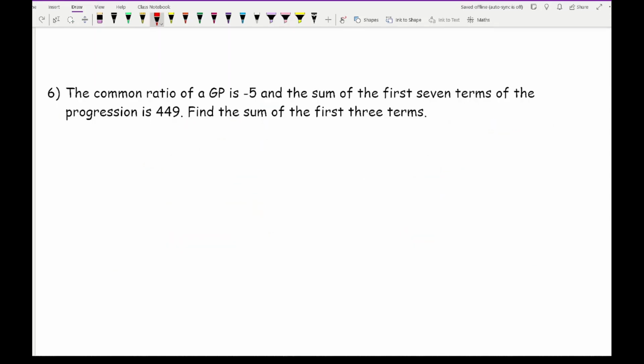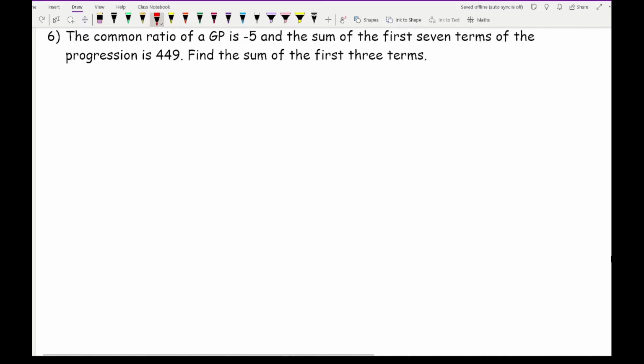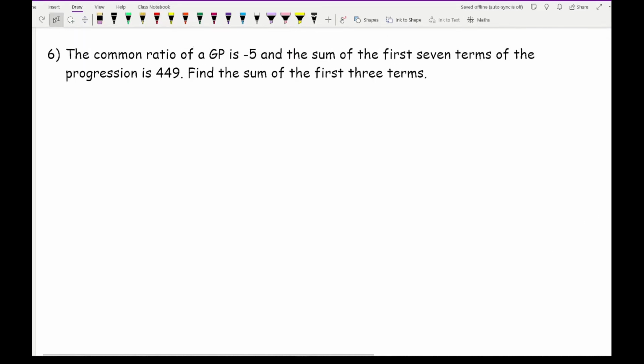So now let's have a look at our next example. The next example says that the common ratio of a GP is -5 and the sum of the first 7 terms of the progression is 449, and the question's asked us to find the sum of the first 3 terms. So let's have a look at the information we've been given. From this we know that the common ratio is -5, so r equals -5. We know that the sum of the first 7 terms is 449, and what we've been asked to find is the sum of the first 3 terms.